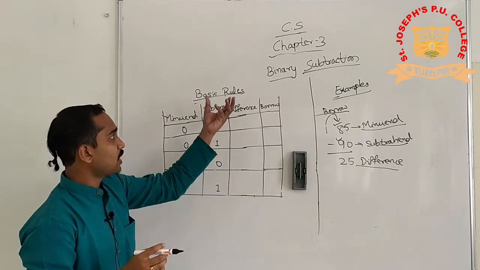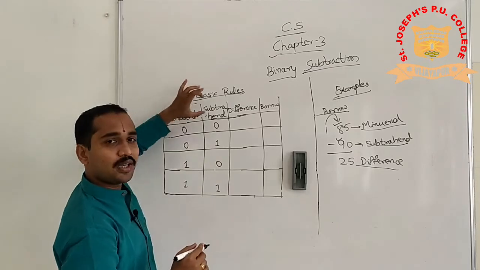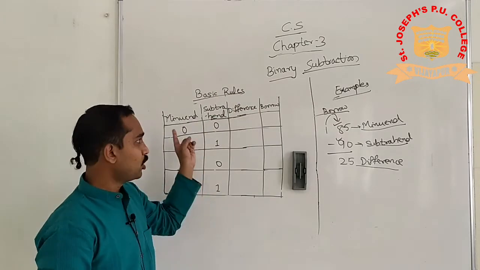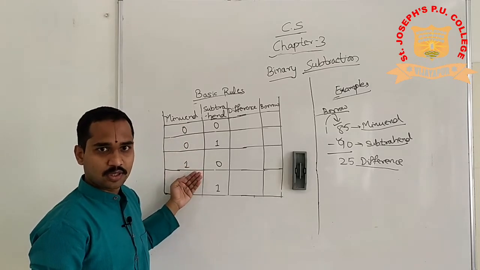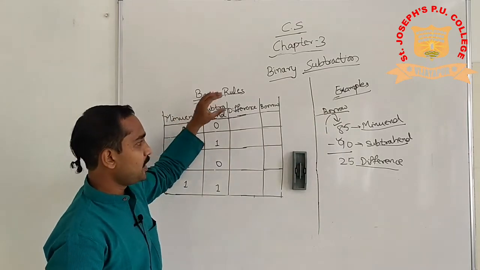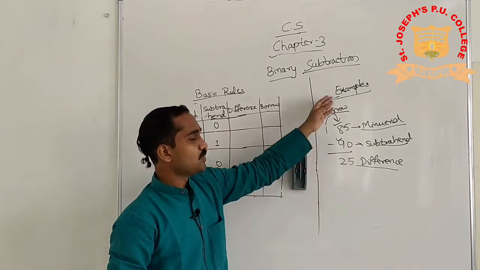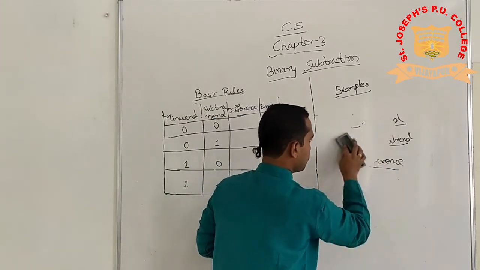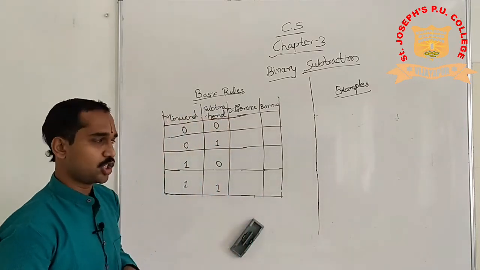So when we are trying to write the basic rules of binary subtraction, we have to write them as minuend and subtrahend. The result is difference and borrow. I hope you have understood these terms now. Minuend is the number from which you are subtracting. Subtrahend is the number which you are subtracting from the minuend. The difference is what we get, the borrow is what we take. Okay. Now, having understood these terms, let us move to the basic rules of binary subtraction.